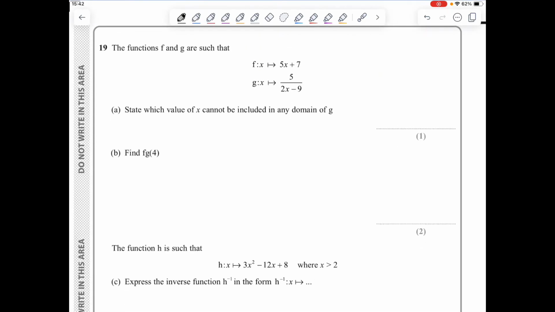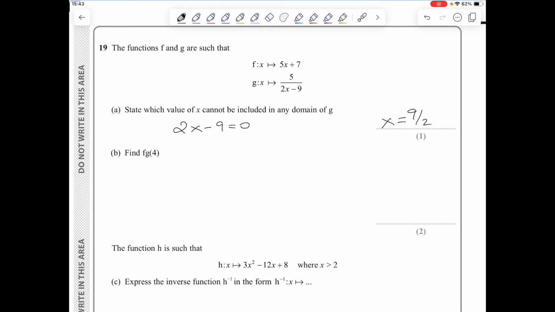For part A of question 19, the problematic value is any value of x that makes the denominator of g equal to 0. So I'm going to take the denominator, set it equal to 0, and solve to find that x is 9 over 2. So this cannot be included in the domain.